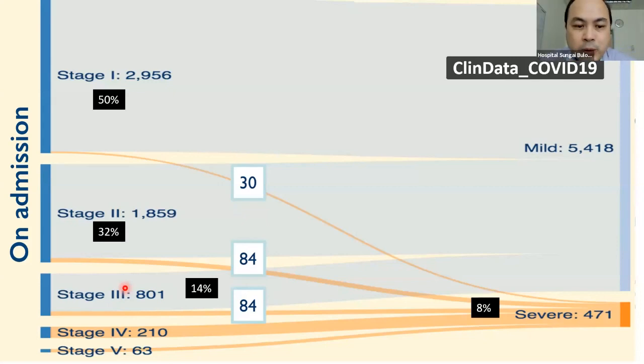There were a few that came in as category 4 and 5, so they came in as SARIs. They came in as severe. They started off with severe symptoms already, and those who had mild symptoms, most of them didn't progress to get severe symptoms, but some of them did. As you can see, 30 of them from category 1, 84 from category 2, 84 from category 3 went on to get severe disease. So in all, 8% of them eventually got severe disease. All right.